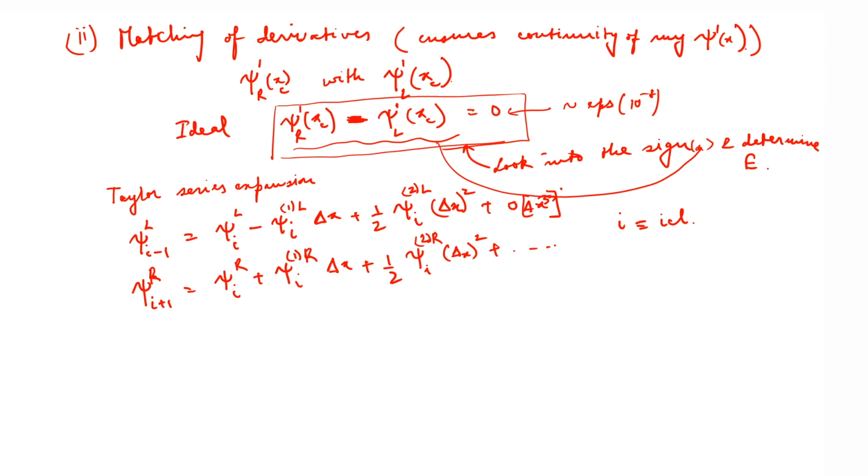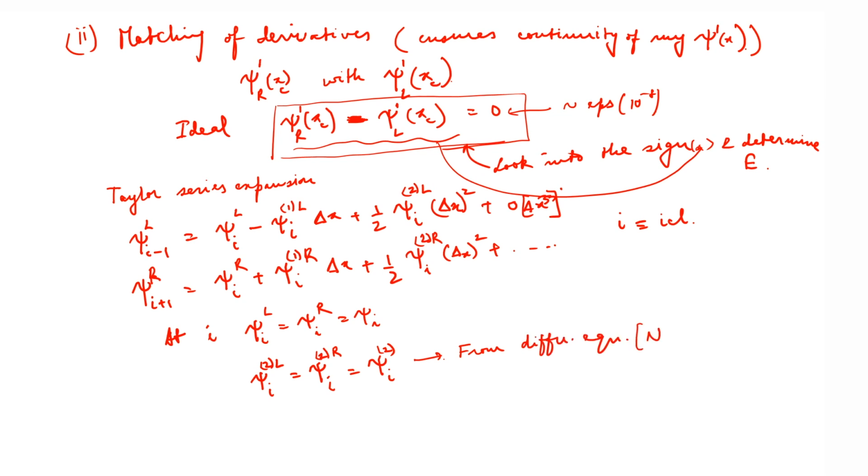Now, from the previous part, we have seen that at I, psi I left equals psi I right, because I already ensured the continuity of my wave function, and this is equal to psi I. So, we put these values of psi L and psi R into the equations. Also, note that at I, the second derivative on the left is equal to the second derivative on the right, which I am writing as psi 2 I. The reason for this is that it comes from my differential equation, based on the Numerov algorithm.